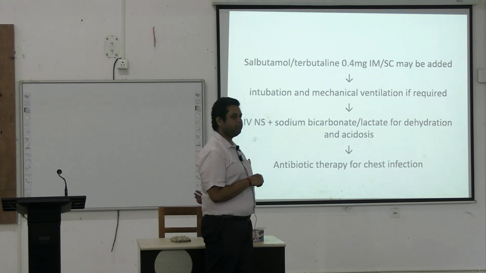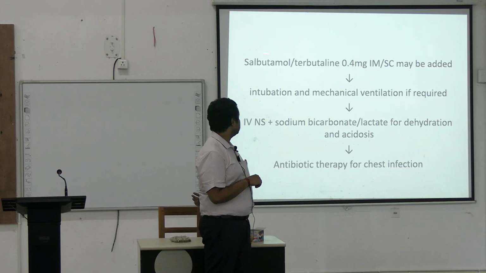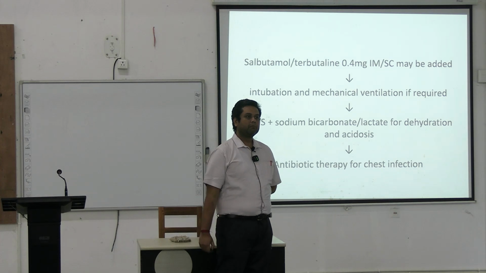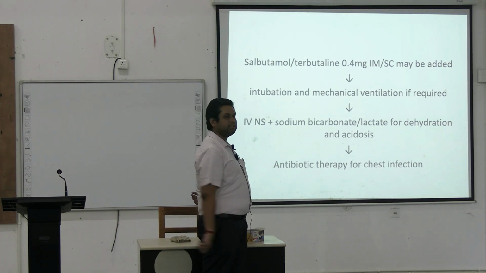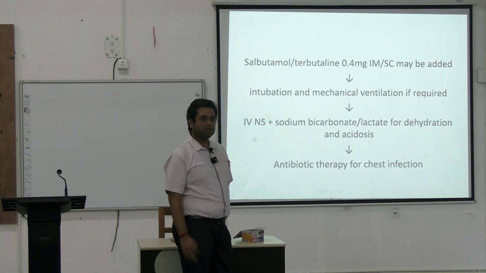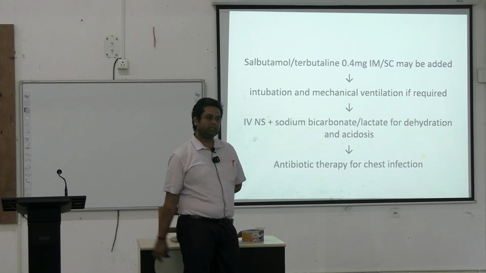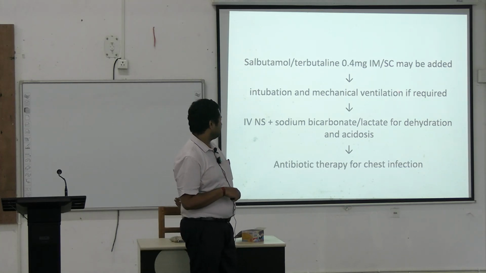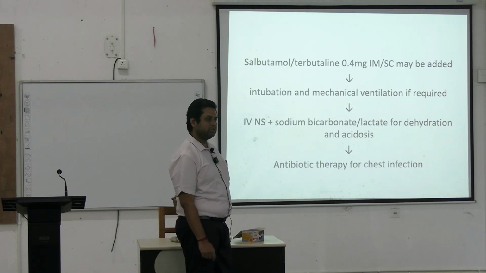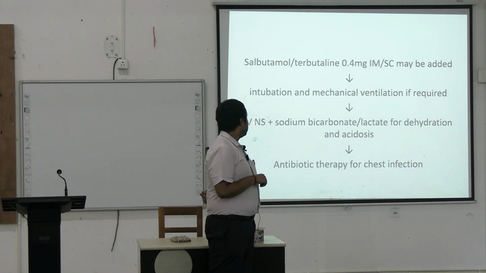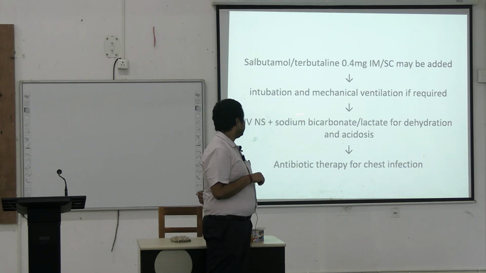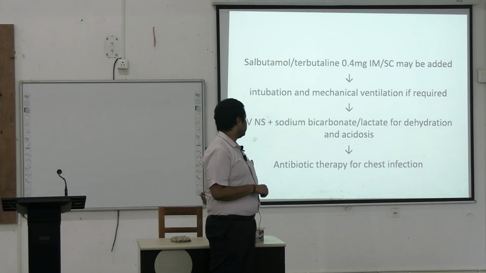Then if not controlled, তাহলে কি করতে হবে? Salbutamol or terbutaline IM or SC 0.4 milligram. Then intubation: if still not controlled, you need to intubate the patient and initiate ventilation, ঠিক আছে, assisted ventilated breathing. Then you have to maintain the acid base balance.